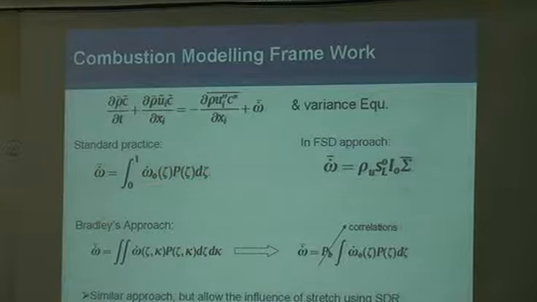So here C is the number density? No, C is a normalized temperature, which is called the progress variable, or a normalized mass fraction.